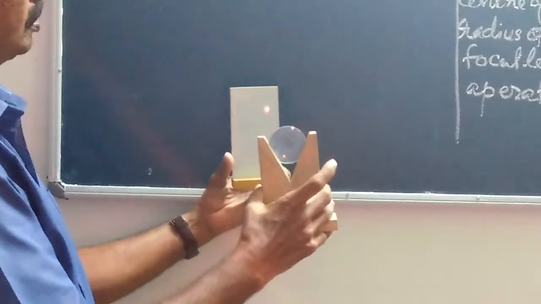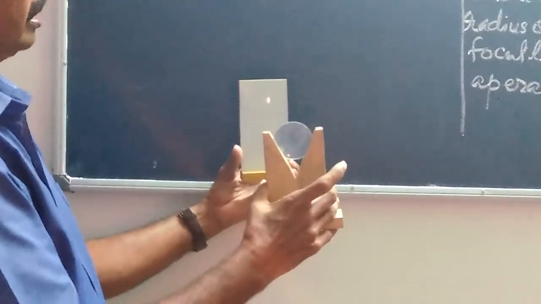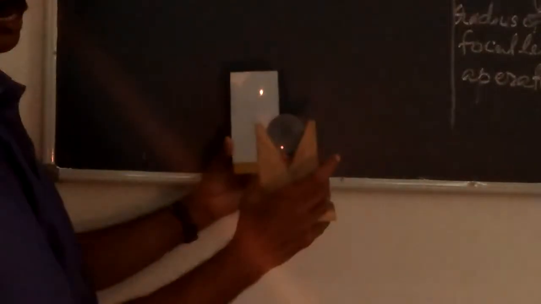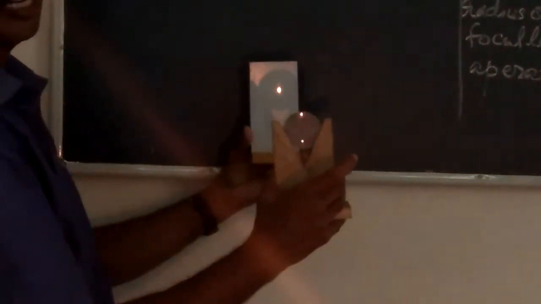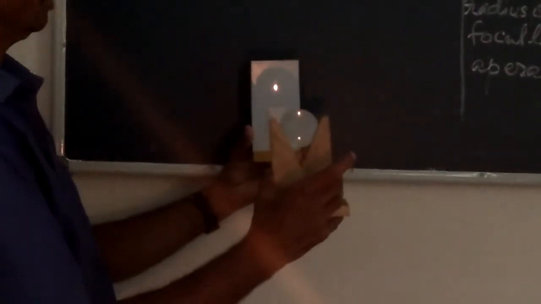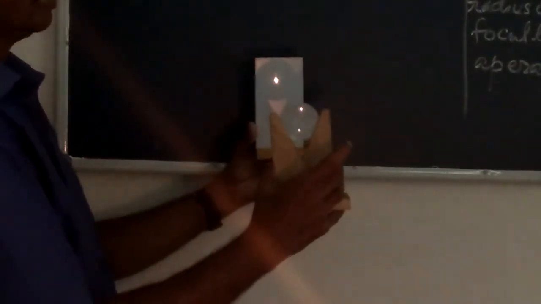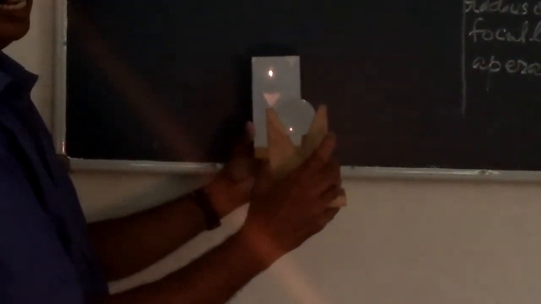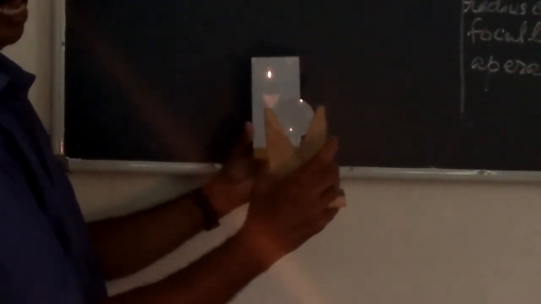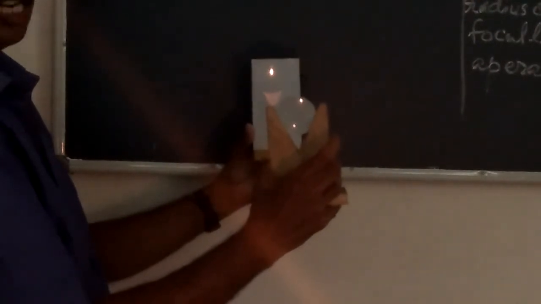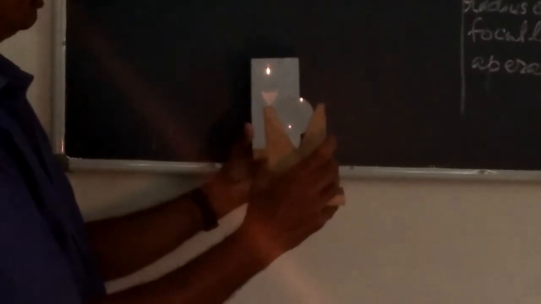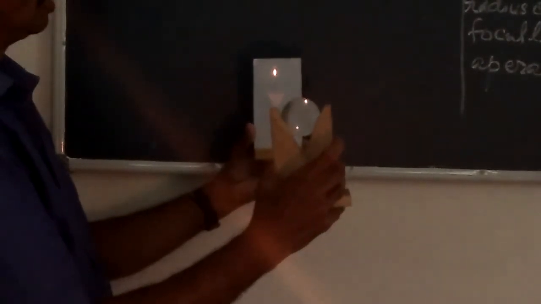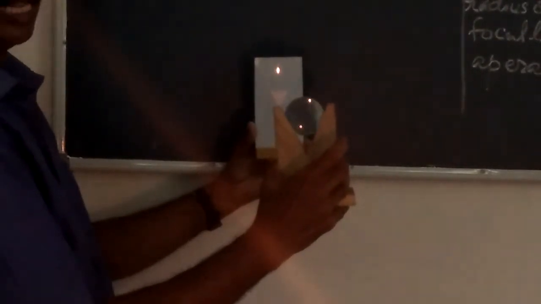How is the image which we are getting? Is it smaller or bigger? That image is very, very small compared to the lighted candle. This distance from the lens to the screen is the focal length. We want to measure the length from this lens to the screen. We will get it as the focal length.